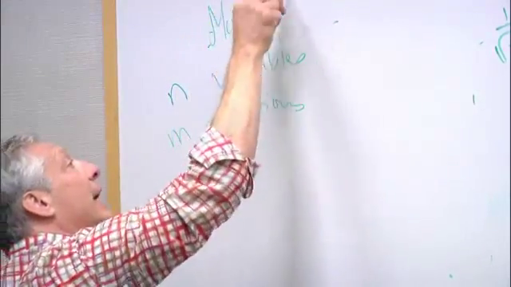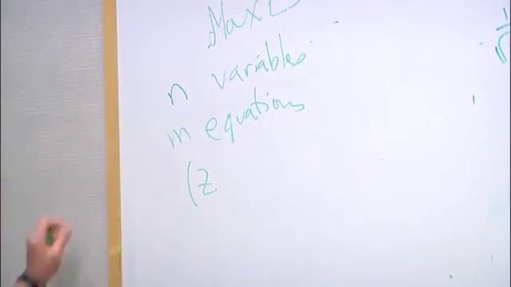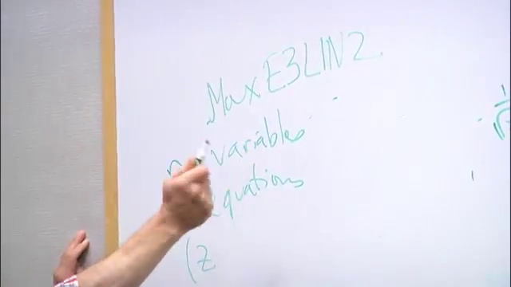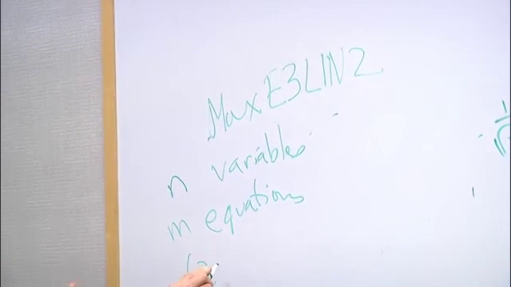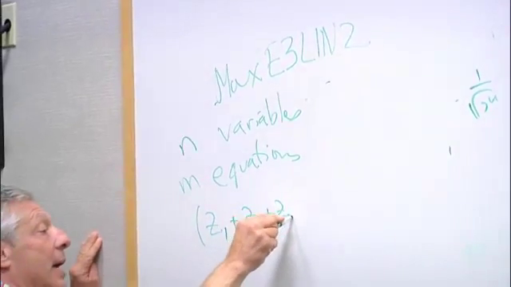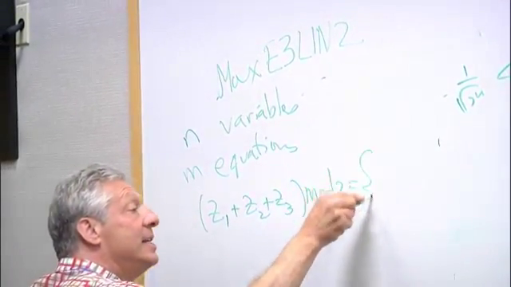Max III Lin 2, but it's the same as 3XOR SAT, but it doesn't matter. It's max III Lin 2. Let me tell you what these words mean. It's a maximization problem. Every equation has exactly 3 variables. So it might be Z1 plus Z2 plus Z3, mod 2, is either 0 or 1.